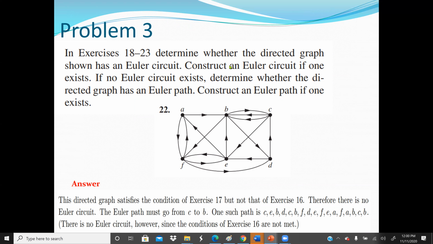We should determine whether the directed graph shown here has an Euler circuit. If it has, we should construct it. If not, we should check if it has an Euler path. If it has, we should construct an Euler path. Here, this directed graph satisfies the conditions of exercise 17, but not that of exercise 16. Therefore, there's no Euler circuit. For an Euler circuit, we gave the condition.